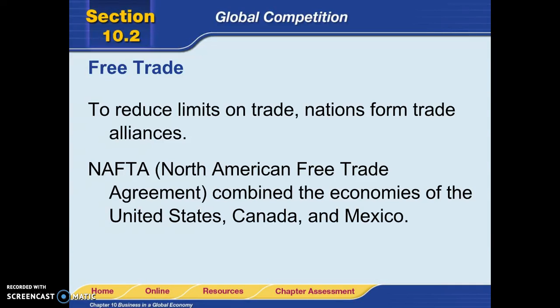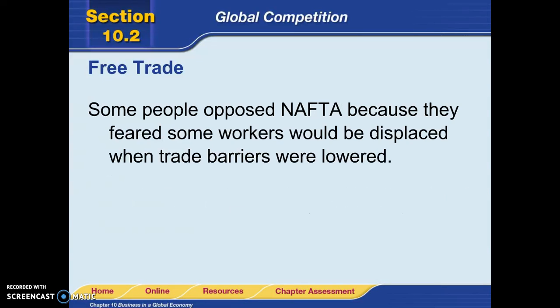Now, to reduce limits on trade, nations form trade alliances. This is NAFTA, the one I mentioned before, the North American Free Trade Agreement, which combined the economies of the United States, Canada, and Mexico for free trade. We are very close in proximity, so why not free trade with each other? It makes some sense. Some people oppose NAFTA because they feared that some workers would be displaced, trade barriers would be lowered, and of course the loss of jobs is obviously a big concern when it comes to economic balance and the rate of unemployment.